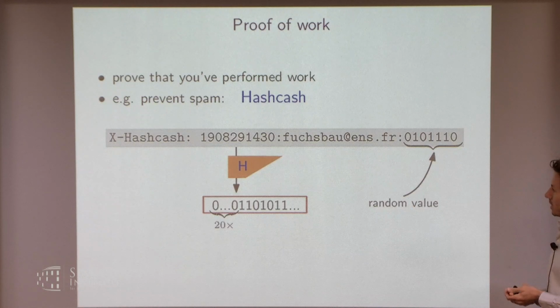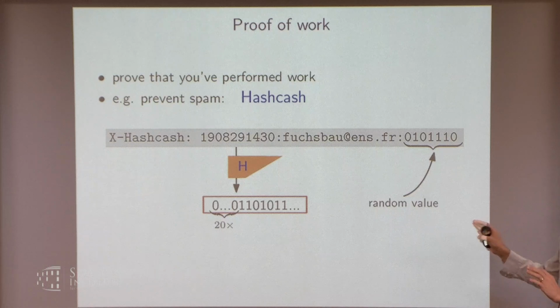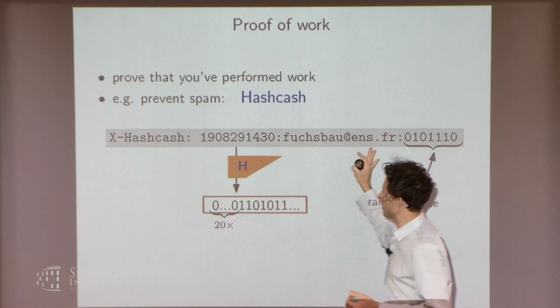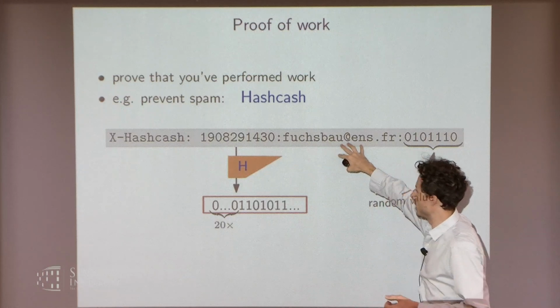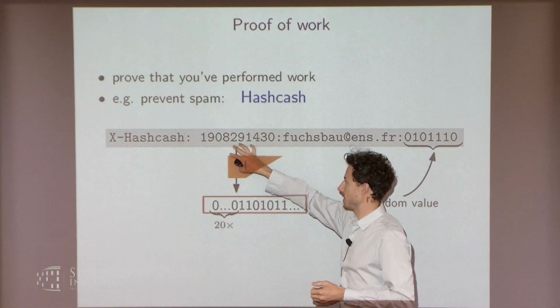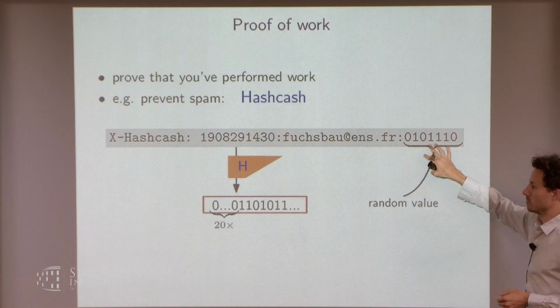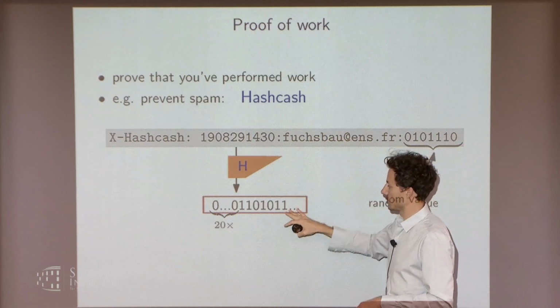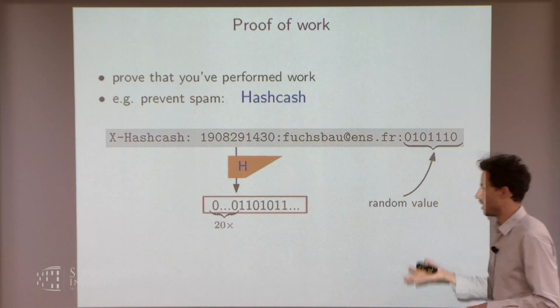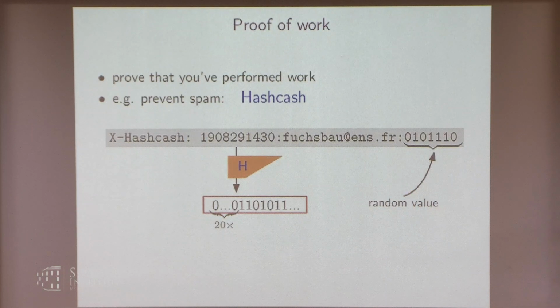So how does this work? Apparently there are even spam filters that give you credit if you add such a header. If you want to send me an email, you will add a header that says X-Hashcash. That will have my email address, it will have the current date, and it will have a random value. And now I will only accept that email if this header hashes to something small. In particular, let's say a value that starts with 20 zeros.